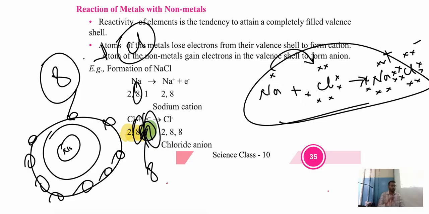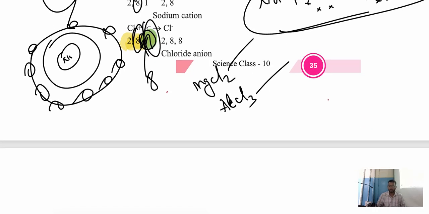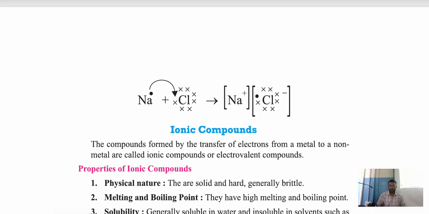My dear students, similarly, you have to learn how magnesium chloride forms. Explain the formation of magnesium chloride, and explain the formation of aluminum chloride, AlCl3. How magnesium chloride will form and how aluminum chloride will form with the help of dot structure. Even this is also your examination question. Explain the formation of sodium chloride, explain the formation of magnesium chloride, and explain the formation of aluminum chloride. I hope you have understood the formations here. Good. Dear students, this is the electron dot structure.